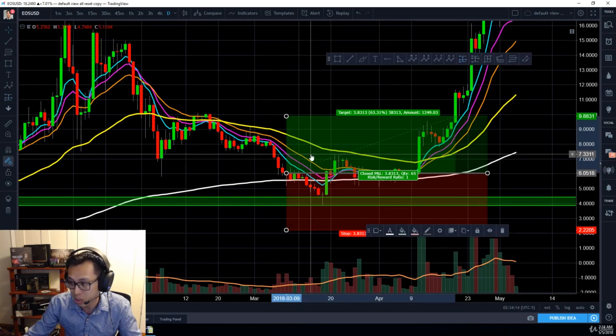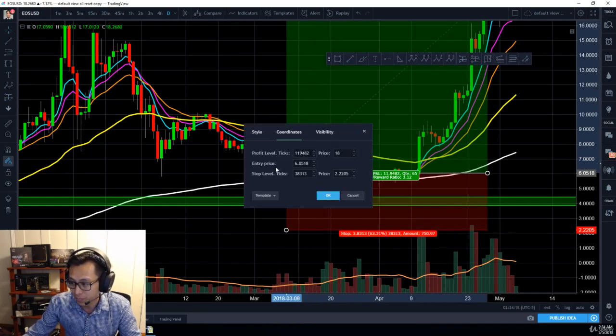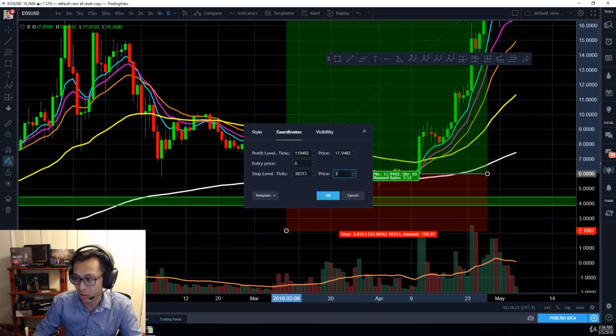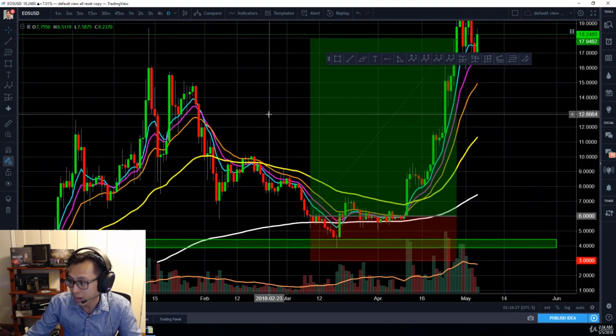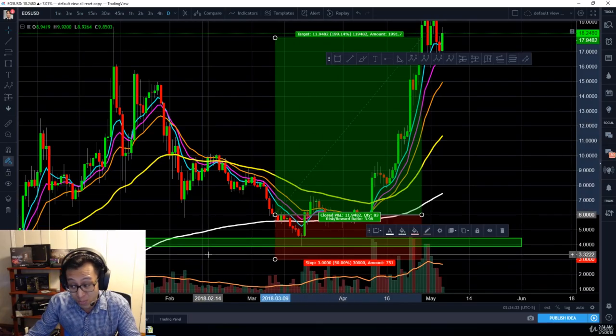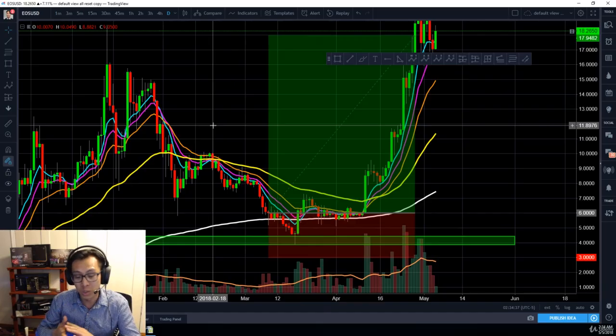So we'll say $6 here, and we'll target about 18, right? The entry price was about $6, and the stop loss was going to be at about $3, right? So now you've got yourself a really good risk to reward of about 3.98, right? And you would not dare close your position until it actually.